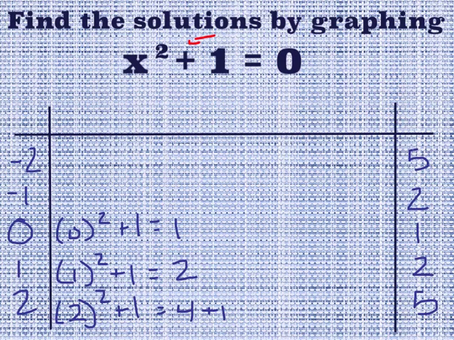Now, obviously, I had to make a little change when I was graphing. When I was plugging it into the equation, I called it y instead of 0. The reason is that we're going to graph it and try to look for where it crosses 0 in my graph.